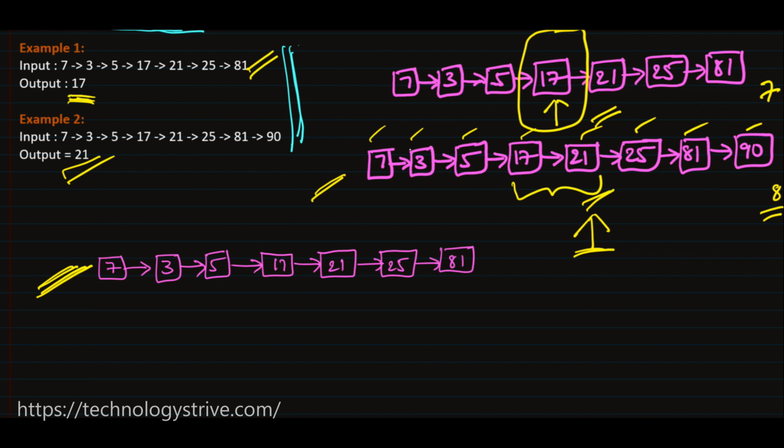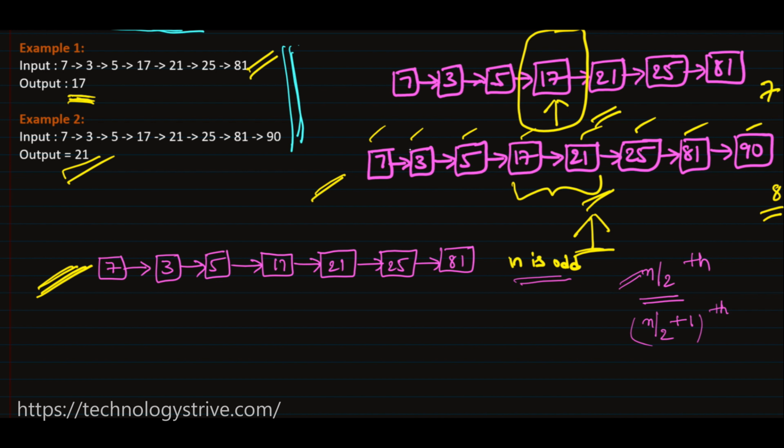Let's take the input as this. In this case n is odd. When we have n nodes in the linked list, obviously the n by 2th element is going to be our middle element when n is odd. If n is even, already in the note itself it is given to return the n by 2 plus 1th element. So in this case we have to know what is n, right?